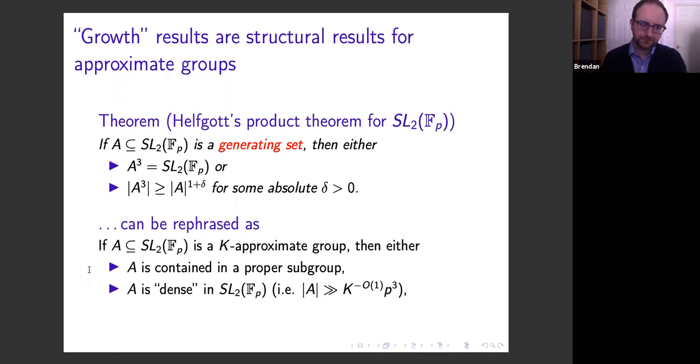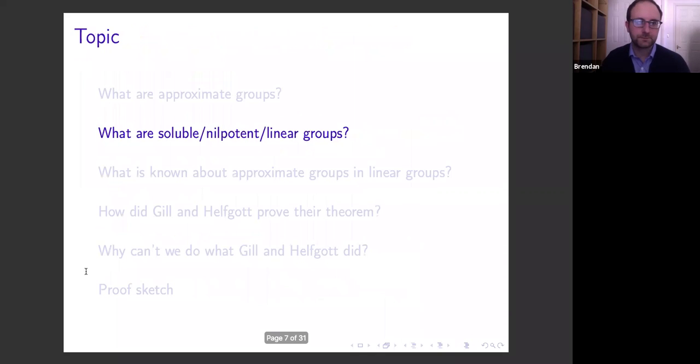So this is quite a bit different from Freiman's theorem, and this is the sort of result that you might prove in a non-abelian setting. Okay, so we'll come back to structure theorems for approximate groups, but before we do, I just want to give some definitions so that we can be a bit more precise about the results we describe.